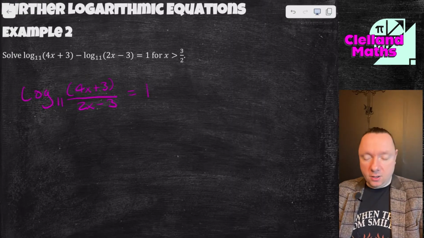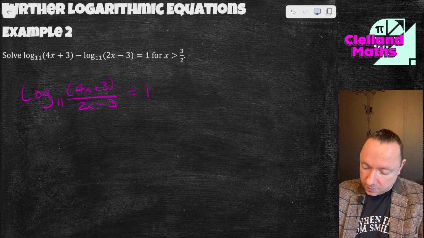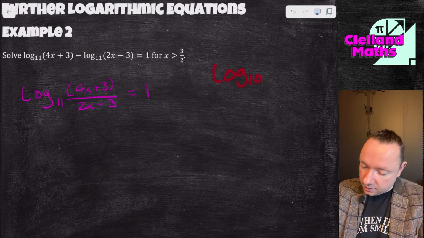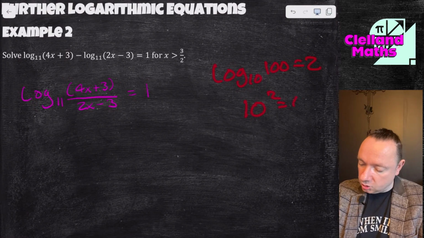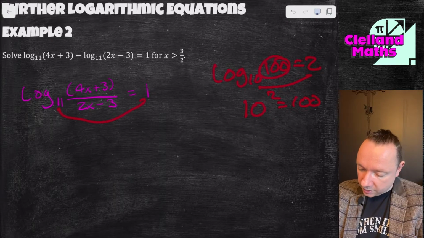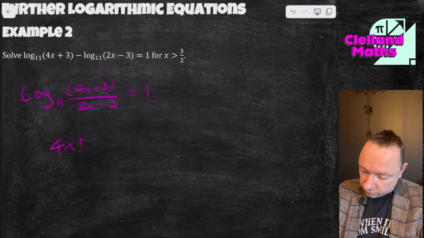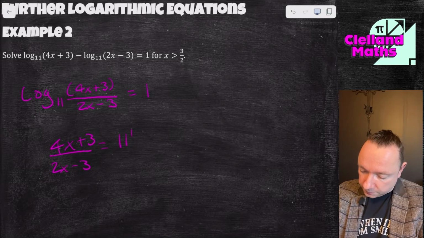Now, we can't just eliminate the logs here, because there's only a log on one side, but we can eliminate it, because remember, log base 10 of 100 equals 2 means 10 squared equals 100. That base to the power of that equals all of this. So we can just say that 4x plus 3 over 2x minus 3 equals 11 to the power of 1.